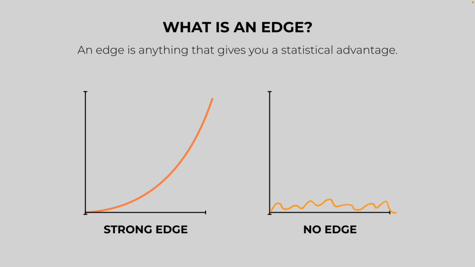So the main reason traders fail is because they don't have an edge. An edge is anything that gives you a statistical advantage. And in trading, this can be seen in your account balance. In example 1, you can see that the trader has a strong edge and his account balance consistently grows. While in the second example, you can see that it's flat and this trader clearly doesn't have an edge.